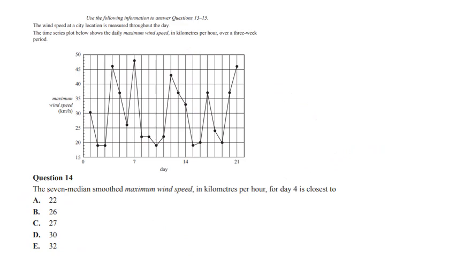Okay, so doing 7 median smooth. Median smooth, that means you're going to do it on the graph, and we need day 4. So I'm going to say this is 1, 2, 3, 4. So that's my 4. And so that's going to be 7. So we go to 5, 6, 7. So let me just maybe switch to the highlighter there. So we're looking at this, this, this, this, this, and this, and this.